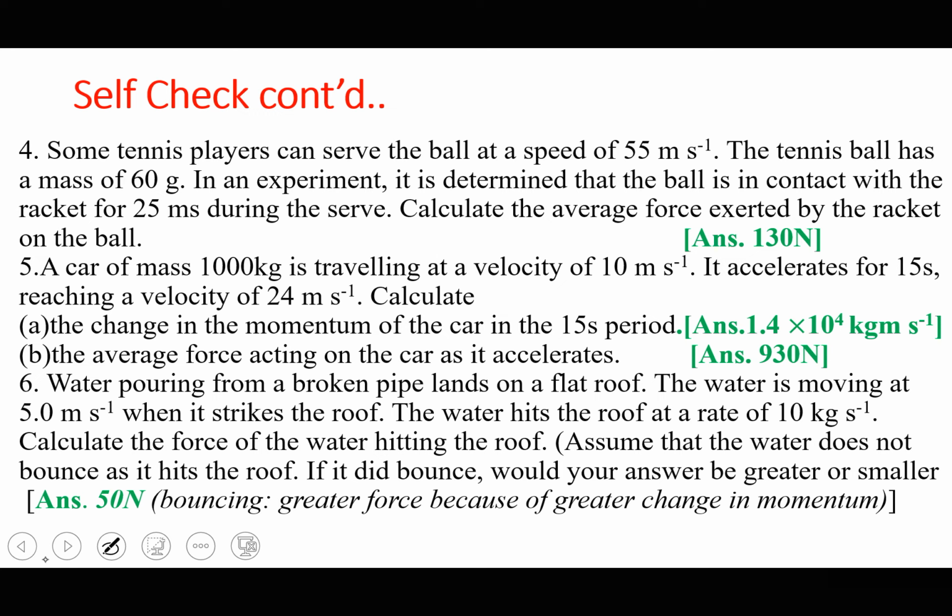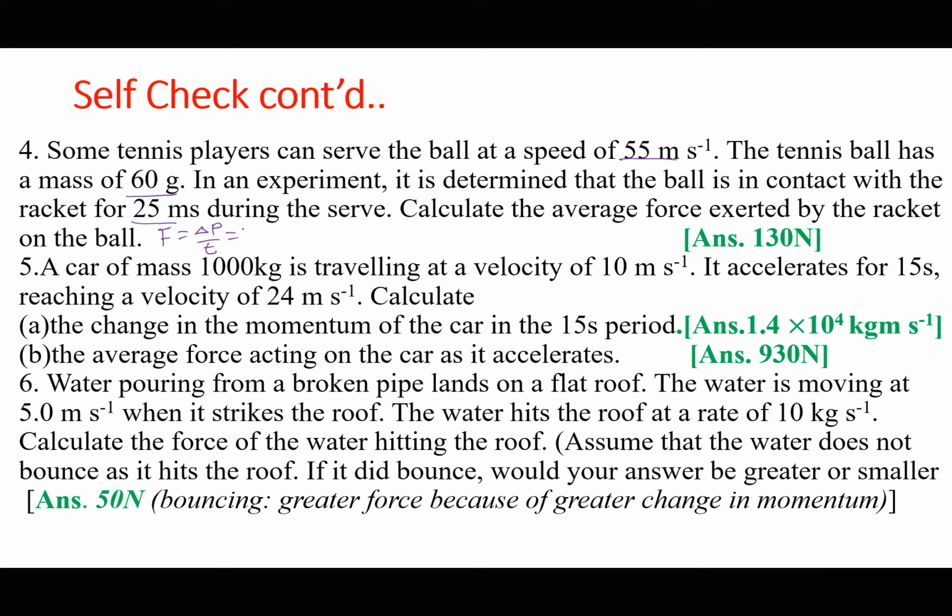Some tennis players can serve the ball at a speed of 55 meters per second. The tennis ball has a mass of 60 grams. In an experiment, it is determined that the ball is in contact with the racket 25 milliseconds during the serve. Calculate the average force exerted by the racket on the ball. So all we need is to find the average force from the rate of change of momentum.